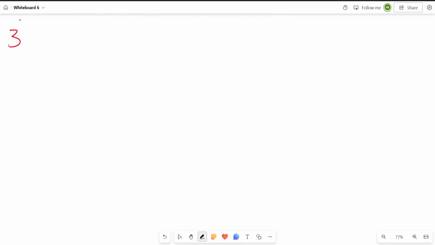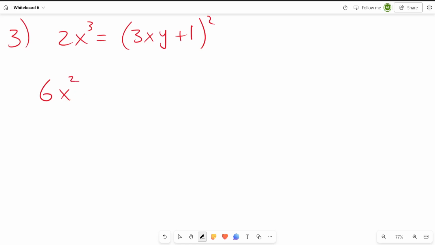So let's say we have something like this. We have 2x cubed equals 3xy plus 1 all to the power of 2. Okay, so let's start by differentiating every single term alone. Differentiation of 2x cubed is going to be 3 times 2 is 6, then x squared equals, okay, this is an example of a chain rule. So again, I have videos for the chain rule, please go check it out.